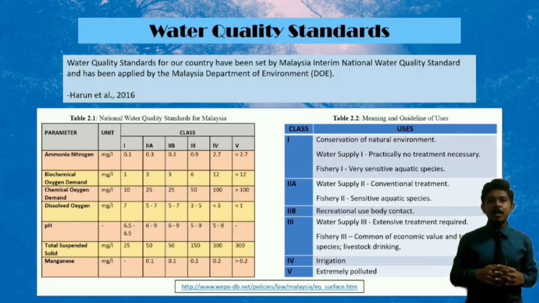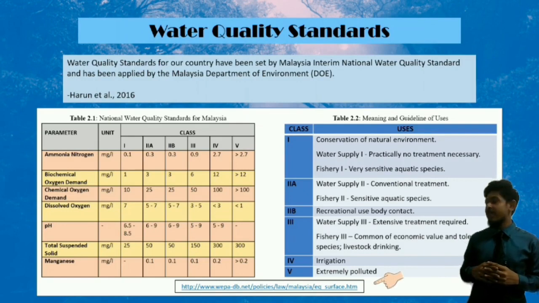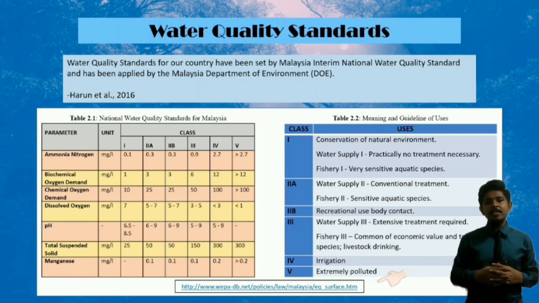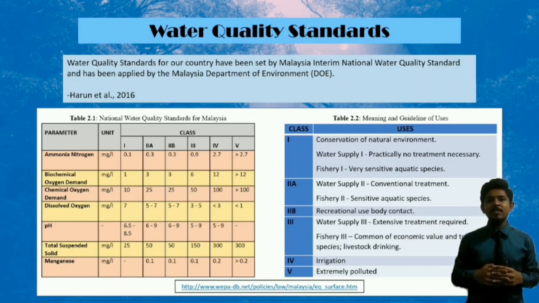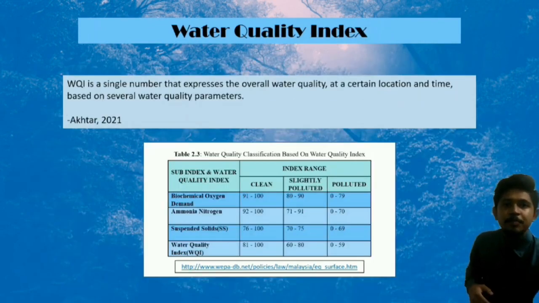You can get the standard for all the parameters if you search the link that has been provided. You can see there is a parameter, unit, and also class of quality. So Table 2.2 is the meaning of those classes and suitable usage of water.